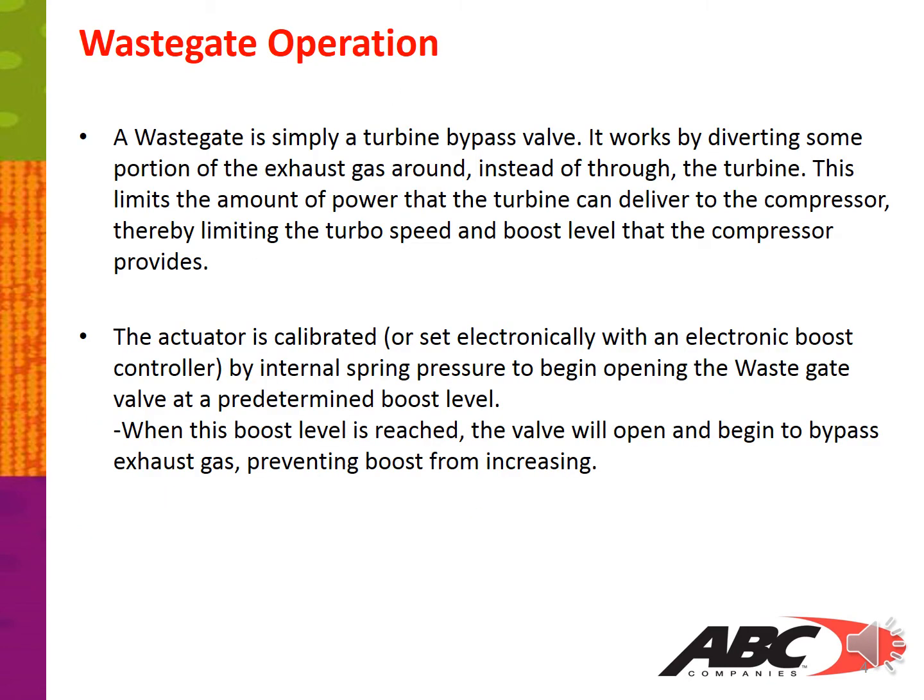Wastegate operation. A wastegate is simply a turbine bypass valve. It works by diverting some portion of the exhaust gas around instead of through the turbine. This limits the amount of power that the turbine can deliver to the compressor, thereby limiting the turbo speed and boost level that the compressor provides.